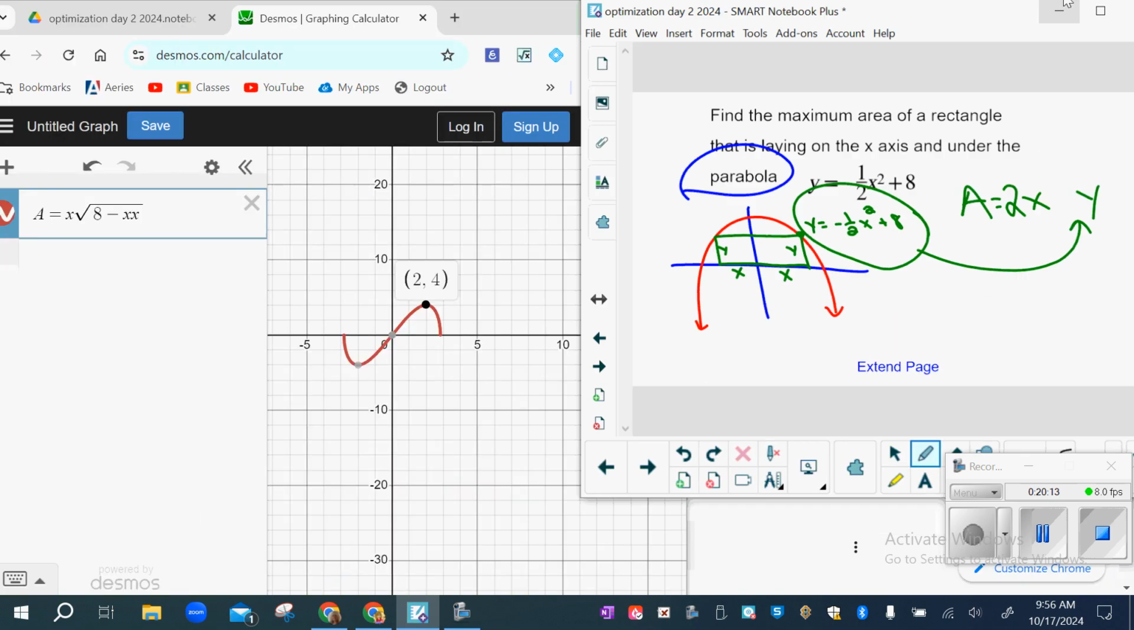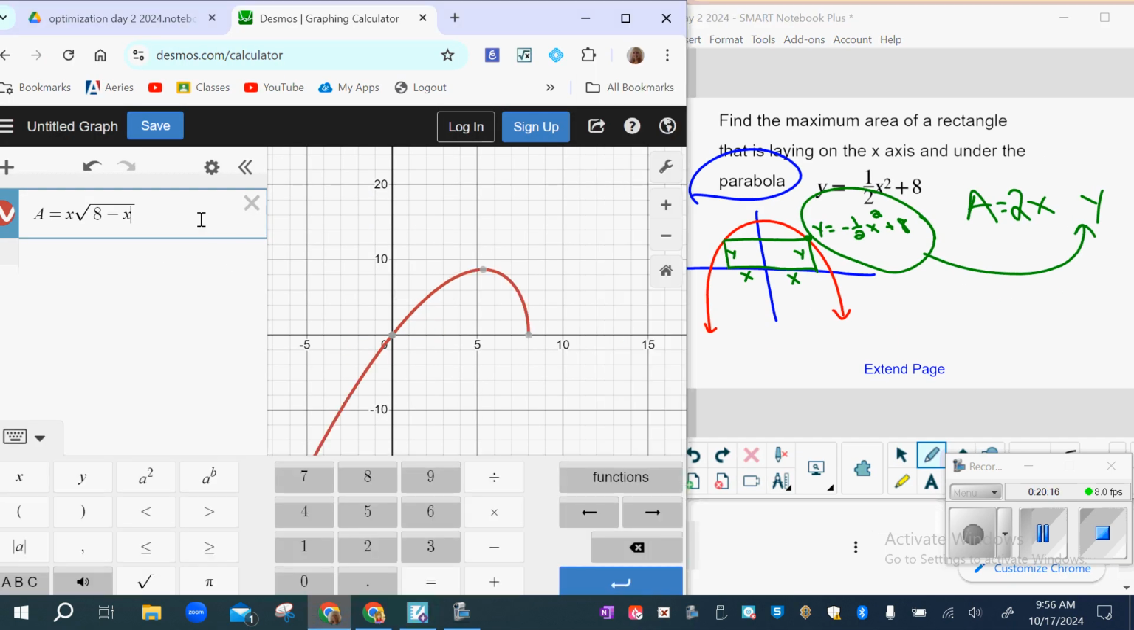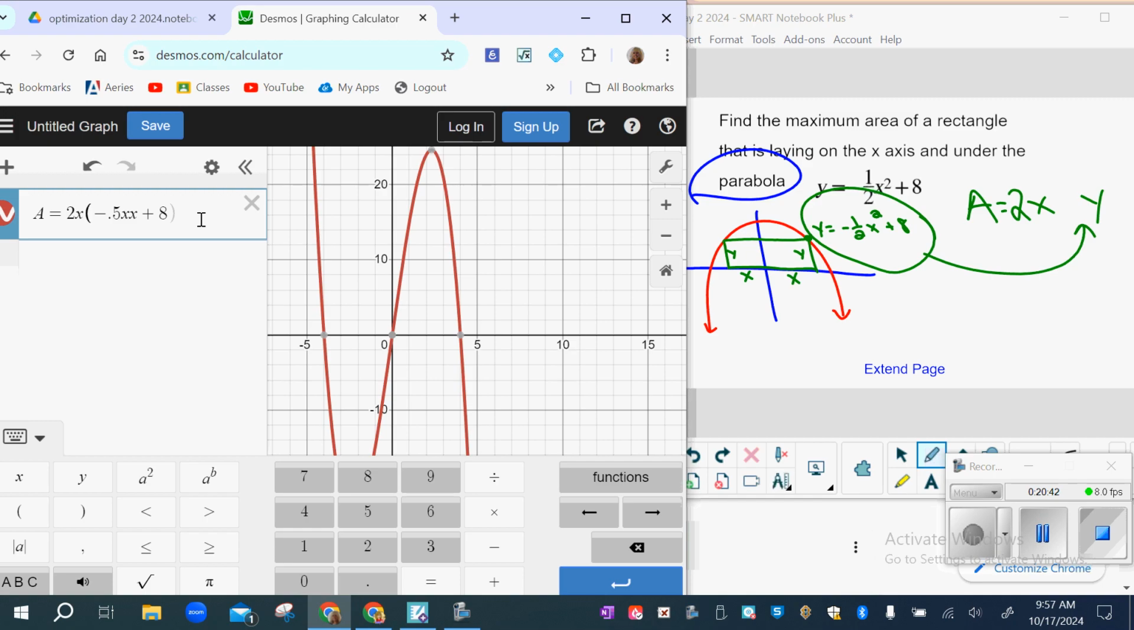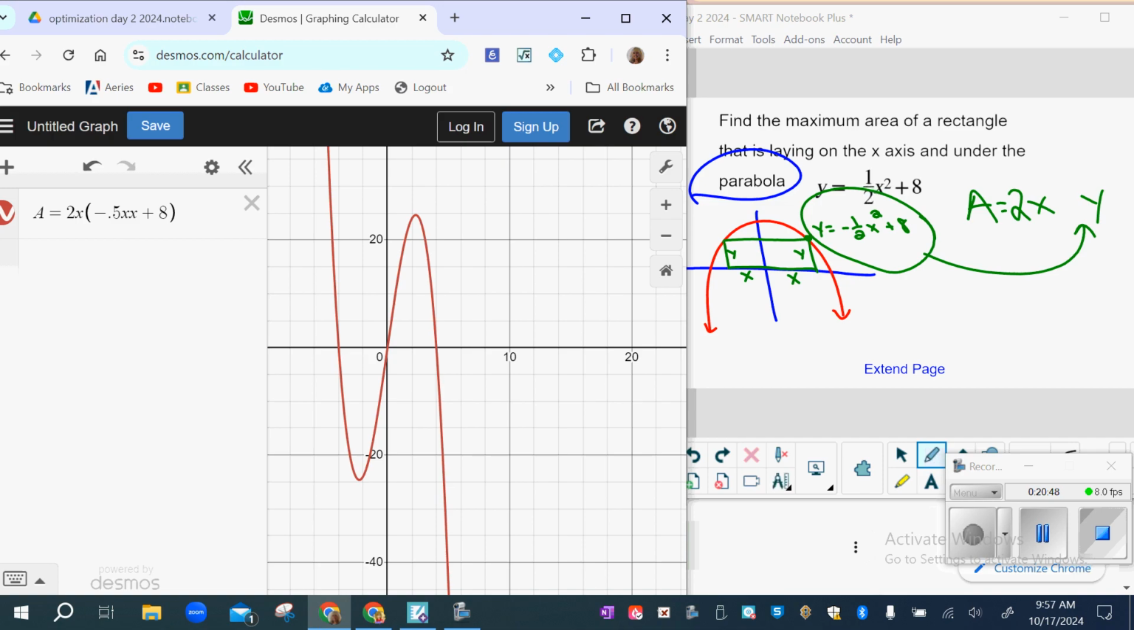And I think I've not even asked them dimensions. I think I just asked them that. 2x. I use 0.5 because I'm lazy. Negative 0.5, because I'm too lazy to literally do fractions. That's x plus 8. Oh, look at her. She's beautiful. She's super beautiful. There she is. Boom. I got like 24.6 for my max area.